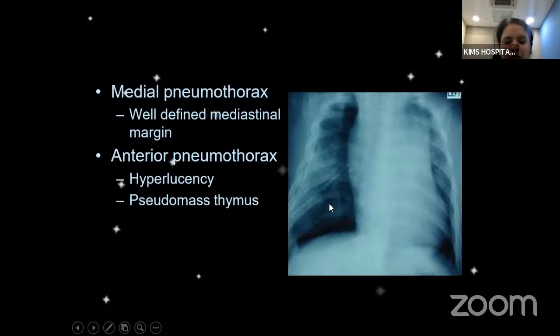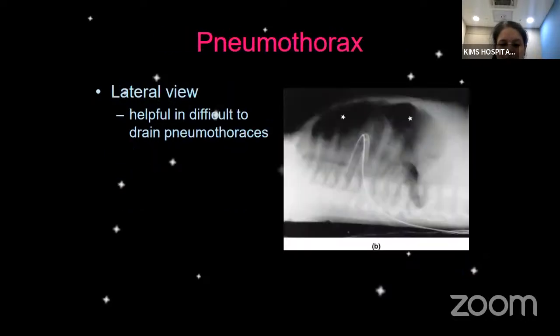And anterior pneumothorax may only present with the lung looking relatively hyperlucent. When we look at the PA film, we may only see that one lung is relatively more hyperlucent than the other lung, and this should give a high index of suspicion for anterior pneumothorax. And we may also see a pseudomass, which is representative of the thymus.